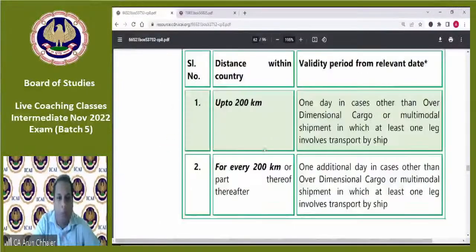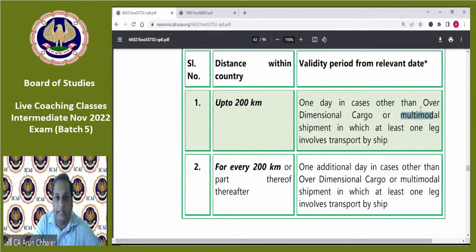Now we are moving to the validity period. For validity, we need to divide whether the cargo is normal or regular cargo, or ODC cargo. What is the meaning of ODC? Over dimensional cargo. First understand the validity period. Up to 200 kilometers, 1 day, in case of other than ODC cargo.